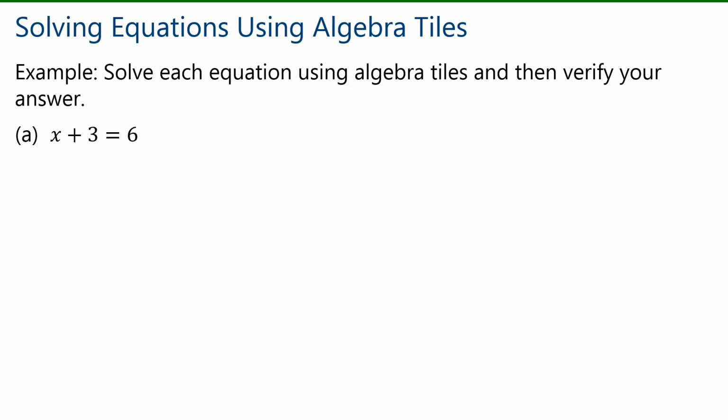So now in this example, it says solve each equation using algebra tiles and then verify your answer. So we'll start by representing x plus 3 with the tiles. So I have 1 long tile and then 3 small squares. Then for the equals, you can just draw a line to show you're dividing the 2 sides. And then 6, I need 6 small square tiles. So this is the equation x plus 3 equals 6 represented using tiles.